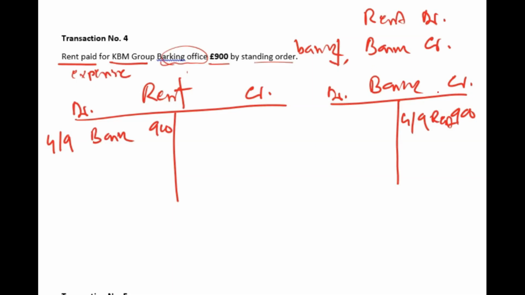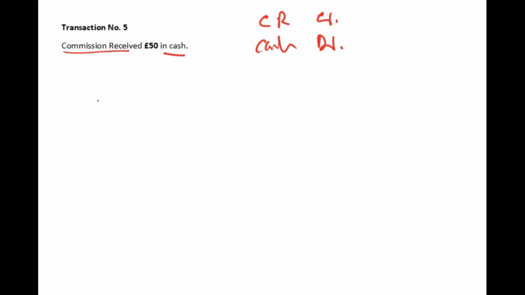I think 4 more we got to do, just a bit of practice to give you a hint how it works. This time it's an income, commission received. If you remember incomes are credit. Commission received is a credit account, and cash is a current asset, it's a debit account. Cash debit. So open a cash account.